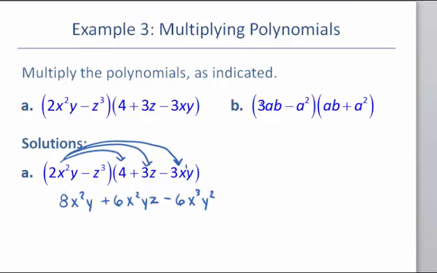Okay, and then we're going to have the same sort of operations on the second term. So this negative z cubed, we're going to multiply by all three terms in the second polynomial. So negative z cubed times 4, we have minus 4z to the third. Negative z to the third multiplied by 3z, we're going to have negative 3z to the fourth. We have z to the first, z to the third. And then finally we have a negative z cubed times a negative 3xy. So that's going to be a positive 3xyz to the third.